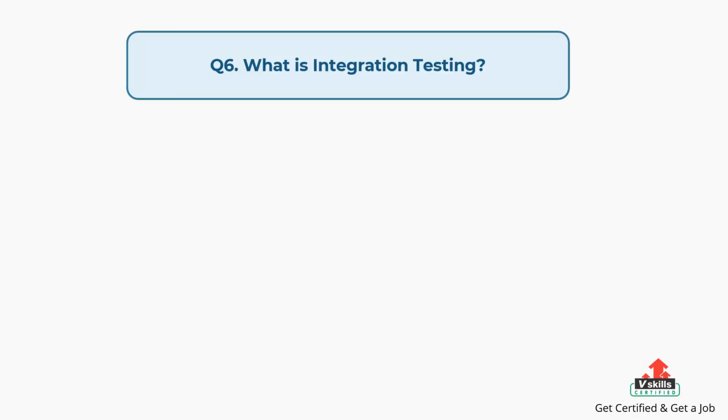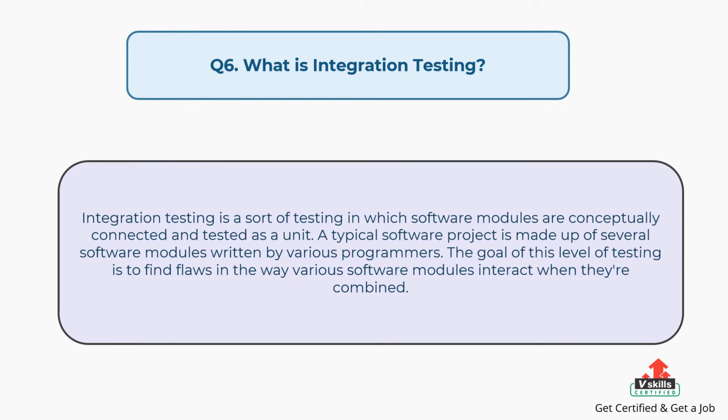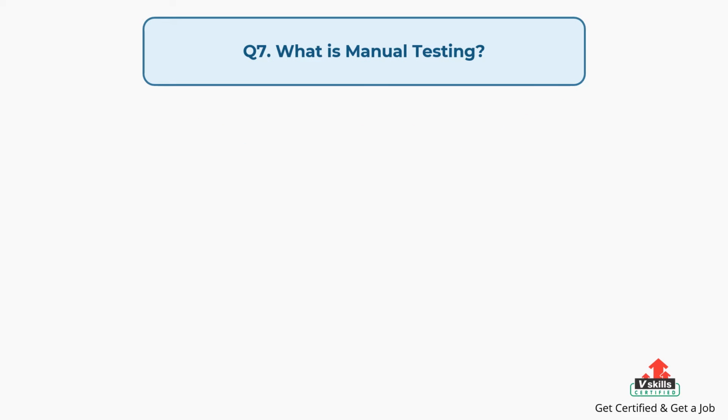Question number 6. What is integration testing? The answer is: integration testing is a sort of testing in which software modules are conceptually connected and tested as a unit. A typical software project is made up of several software modules written by various programmers. The goal of this level of testing is to find flaws in the way various software modules interact when they're combined.